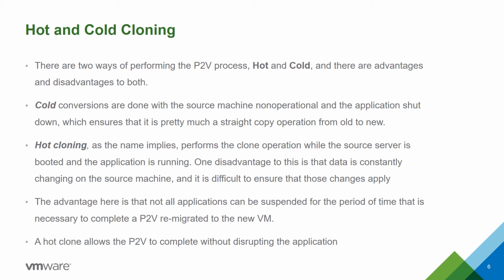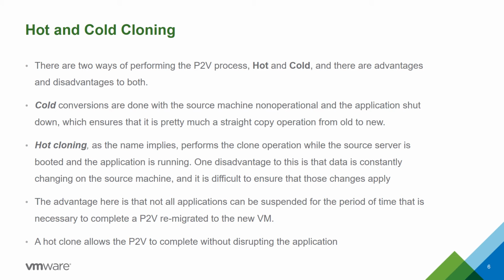There are two ways of performing the P2V process, hot and cold. Cold conversions are done with the source machine non-operational and the application shut down, which ensures that it is pretty much a straight copy operation from old to new. Hot cloning, as the name implies, performs the clone operation while the source server is booted and the application is running. The one disadvantage to this is that data is constantly changing on the source machine and it is difficult to ensure that those changes apply. So where would somebody do hot cloning? Hot cloning is used in environments where you have a server with some critical applications running on it and you want to convert that machine to virtual without disrupting the ongoing production activity or application activity. So that's where hot cloning is used.